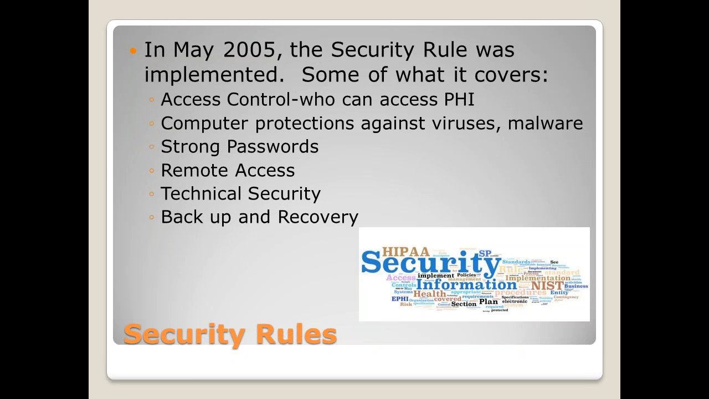So in May 2005, the security rule was implemented, and that was because they were really trying to get all of us on electronic health records. And to have an electronic record, you have to have servers and networks and infrastructure set up to permit everyone to access that record. Some of what the security rule covers is access control. I talked about that a little earlier. Who can access that protected health information?